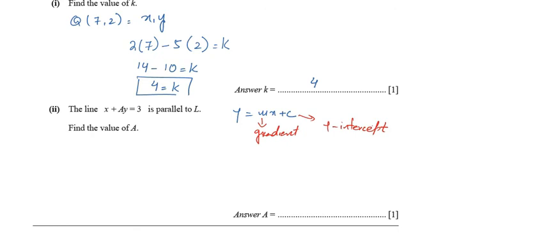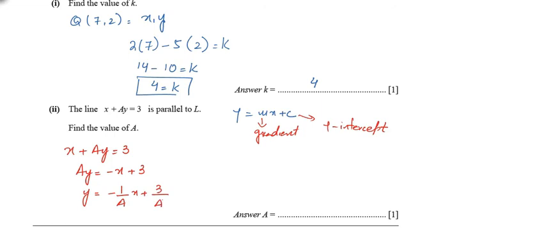So here the given equation is x plus ay is equal to 3. Now if we convert this equation in terms of y is equal to mx plus c, first we will shift x to the right hand side, so it will be minus x plus 3, and then when we shift a to the right hand side, it will be minus 1 upon a times x plus 3 upon a. So a will be in both denominators.